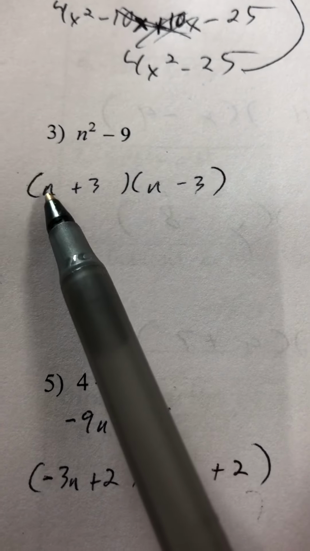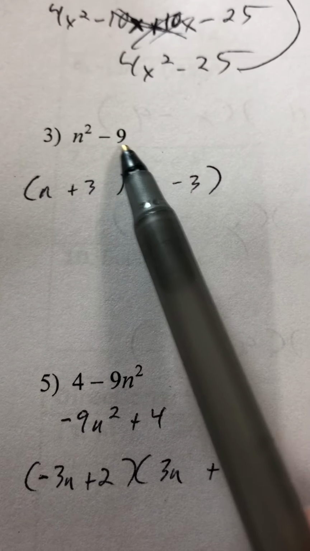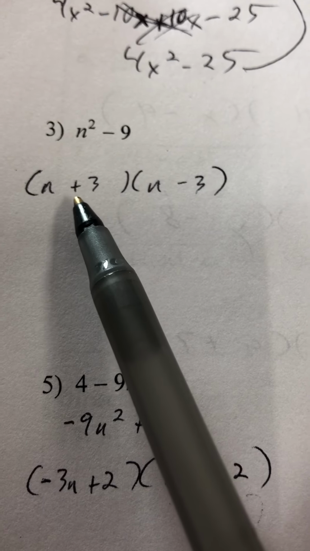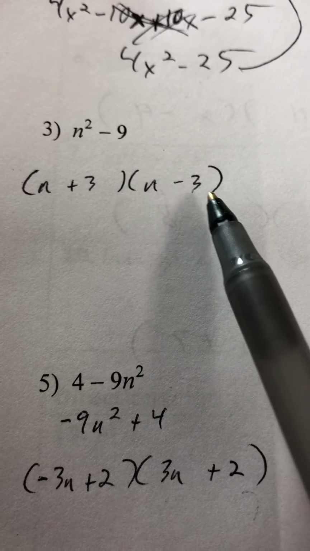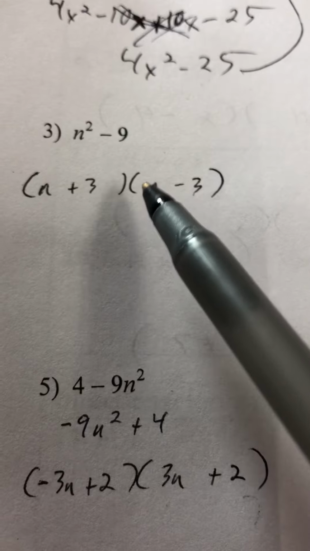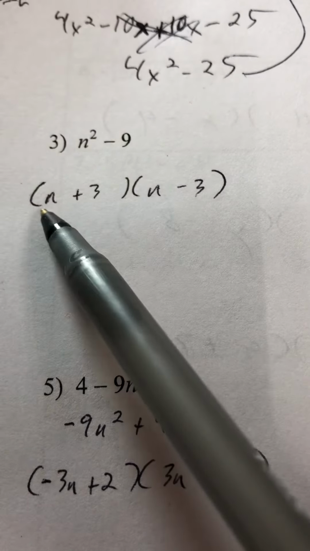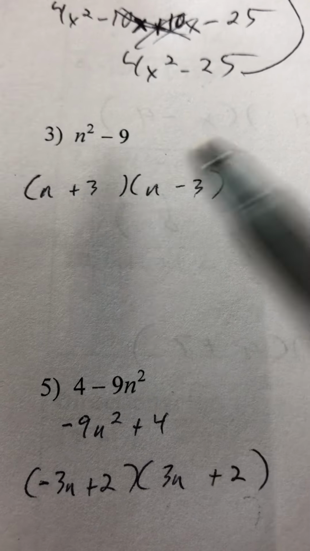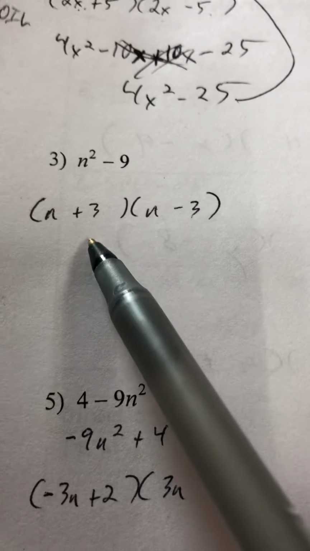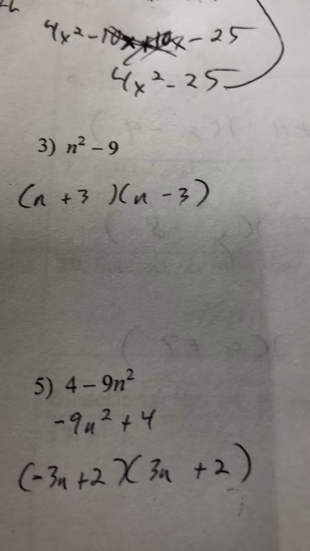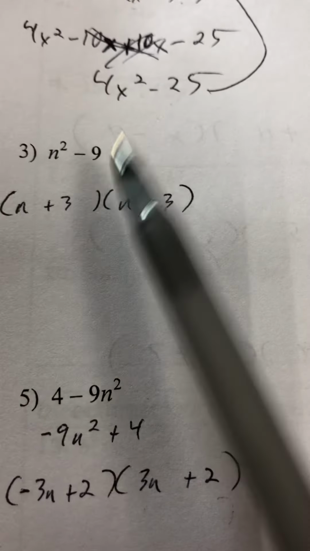So n squared, this is easy. You're going to have n and n. And then you're just going to have negative 9. So negative 9, it would be a positive 3 and a negative 3. Notice that when I think of outside and inside, I'm going to have a negative 3n and a positive 3n. They would cancel out. So it would be like this one, where the FOIL method does return it back to the original form.